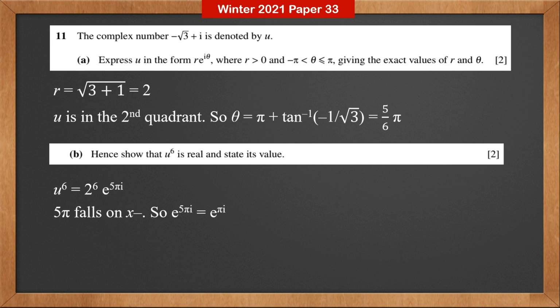5 pi falls on the x minus axis. So it's equal to e to the pi i, that is minus 1. 5 pi and pi fall on the same arm, and it's minus 1. So u to the 6 is minus 2 to the 6, which is minus 64. It's real.